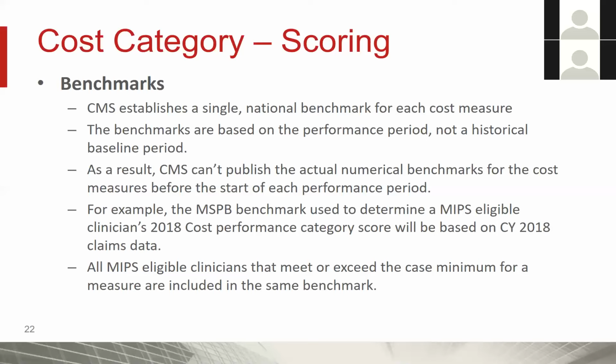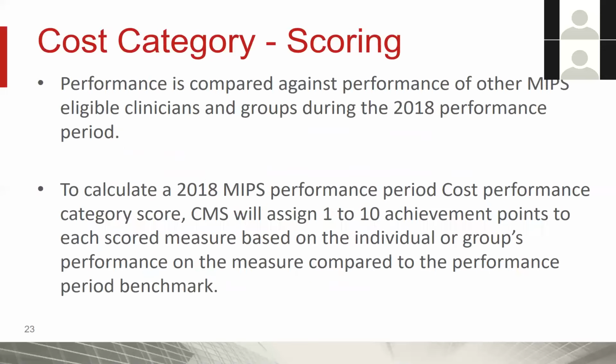For example, the MSPB benchmark used to determine a MIPS eligible clinician's 2018 cost performance category score will be based on calendar year 2018 claims data. So it happens in real time. All MIPS eligible clinicians that meet or exceed the case minimum for a cost measure are included in the same benchmark. So you're basically evaluated against all of the other similarly situated MIPS eligible clinicians. Your performance will be compared against performance of other MIPS eligible clinicians and groups during the 2018 performance period.